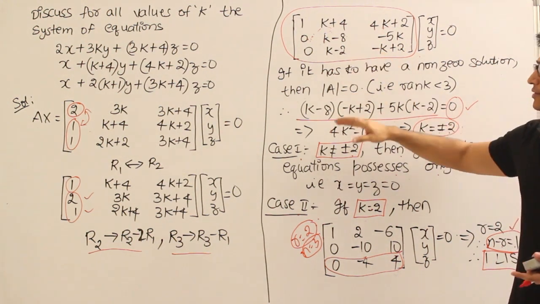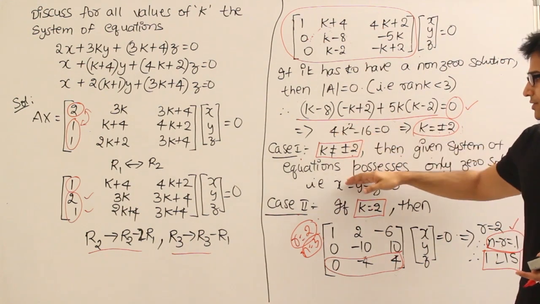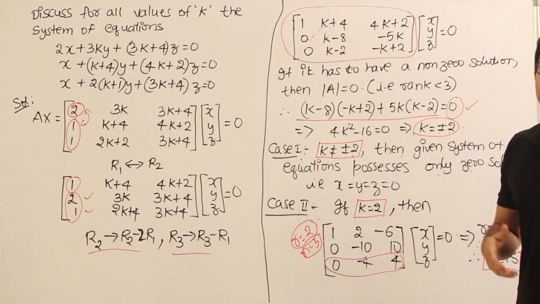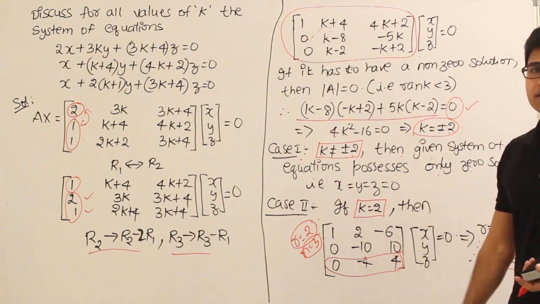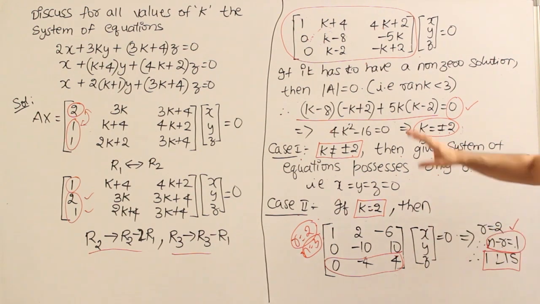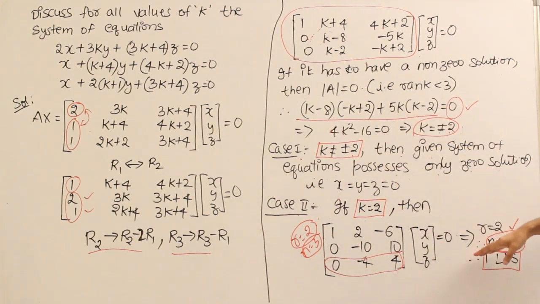Then one case is the rank equal to 3. For that case, we have the unique solution, which is 0, and the other case is rank less than 3. When is that possible? Whenever k is plus or minus 2. For plus 2, I analyze this. Got it? And now I'll do one thing. I'll erase there and I'll continue this one.